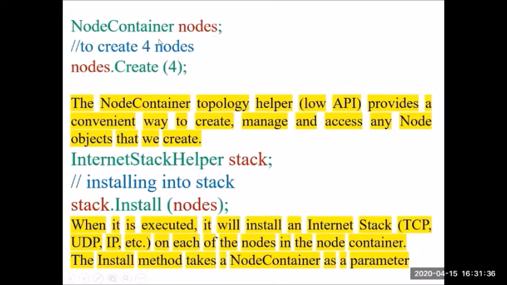The name of the object is nodes. I'll say nodes.create. How many? 4 nodes. I want to create 4 nodes. So I'll use this object name and I'll create 4 nodes. You just see how helpful this topology helper is.